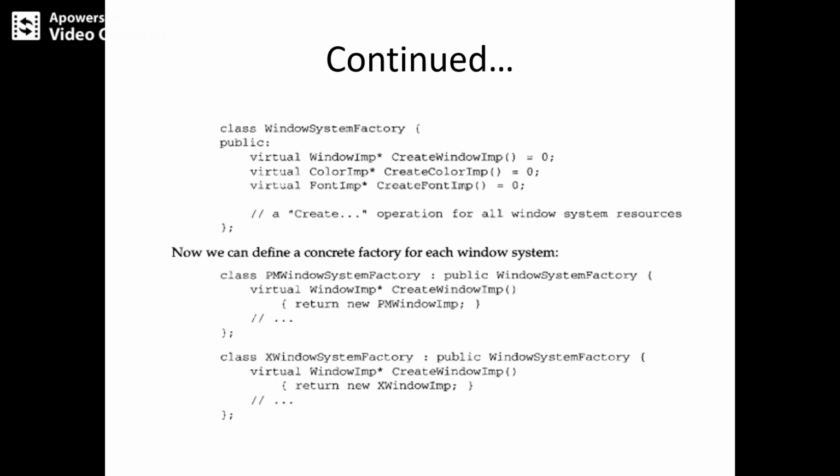Now this is the class WindowSystemFactory, which is configuring windows with window imps, configuring the main Window class followed by the WindowImp. So now we can define the concrete factory for the system windows. The code looks like this. Again, this is how we can implement it.